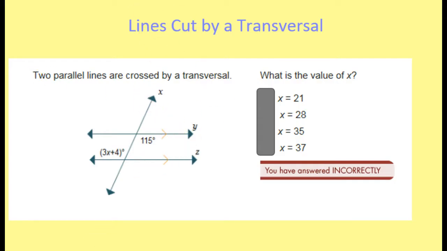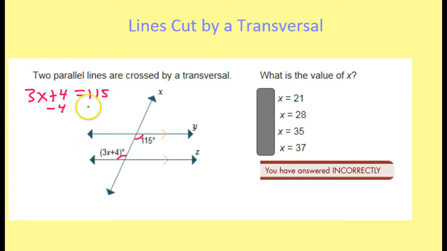So look at the first problem. Two parallel lines are cut by a transversal. What is the value of x? So I see that we have an obtuse angle right here, and we have another obtuse angle right here. Obtuse angles are always going to be equal in this type of situation. So that means 3x plus 4 must equal 115 degrees. All the obtuse angles are the same.